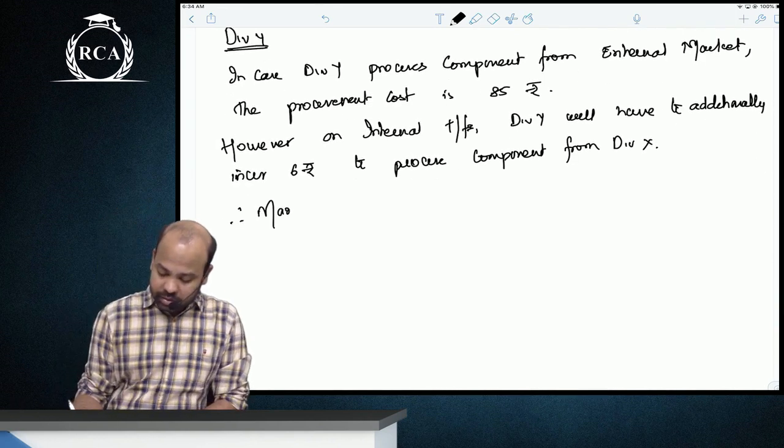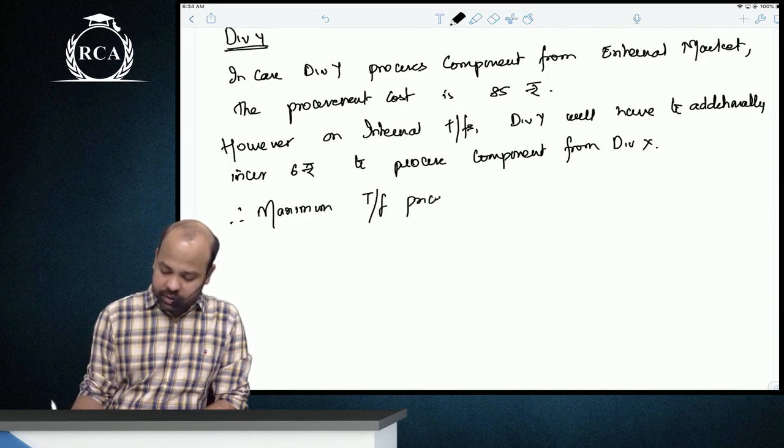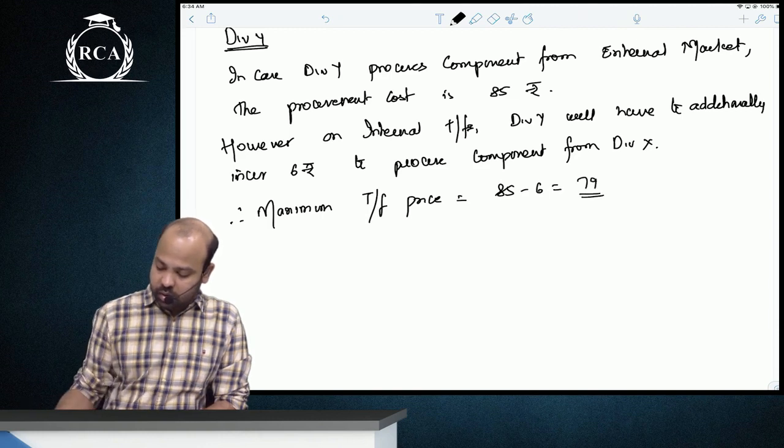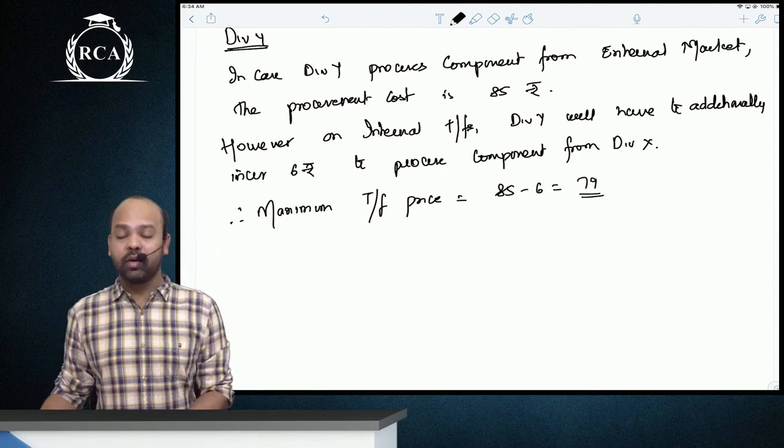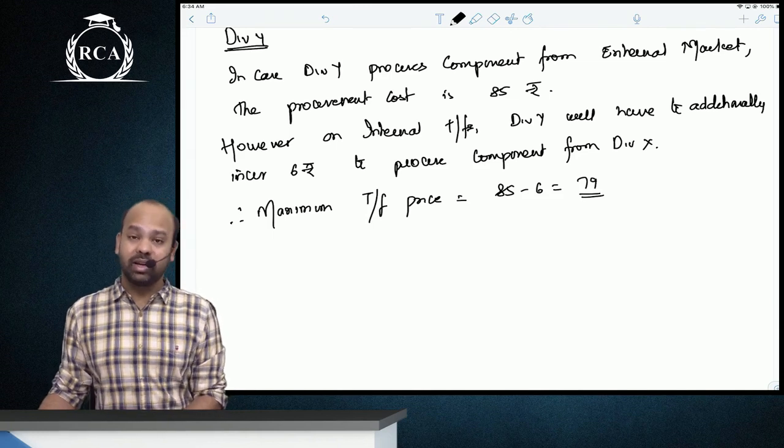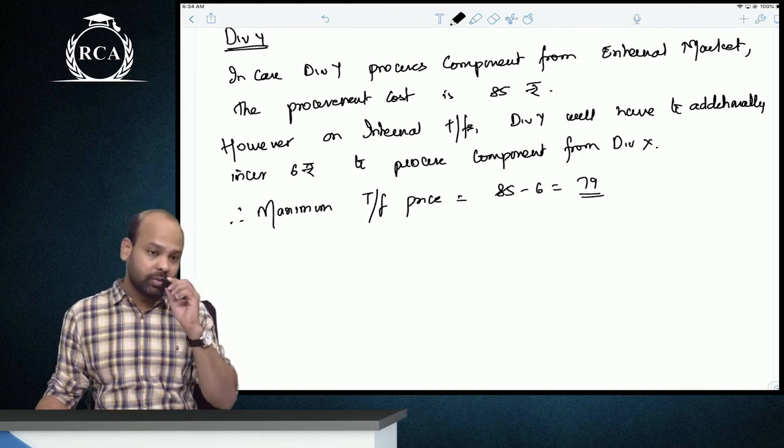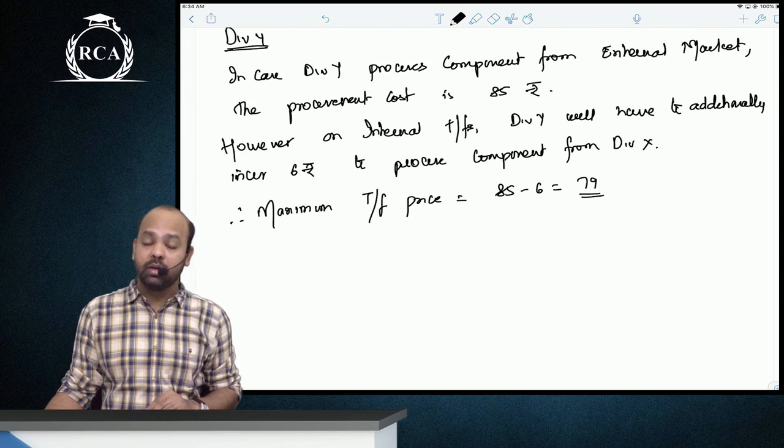Therefore the maximum transfer price would be 85 minus 6, 79 rupees. The maximum transfer price would be 85 minus 6, 79 rupees. This would become the amount of maximum transfer price.